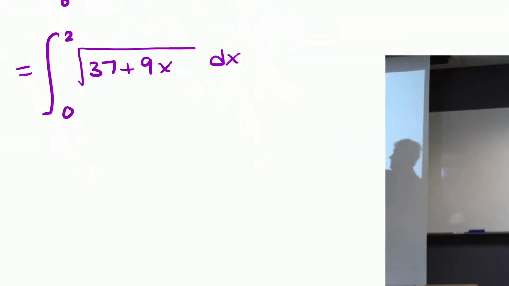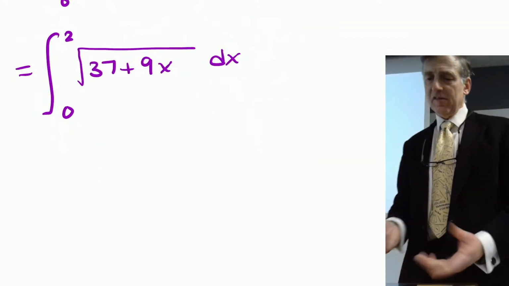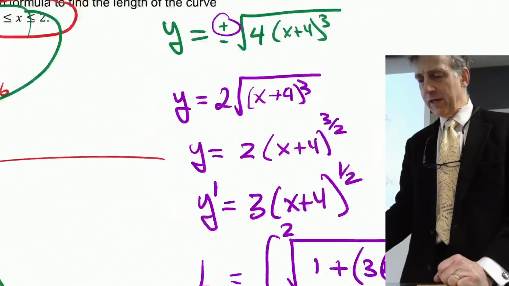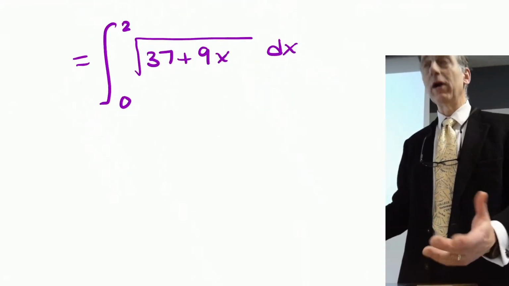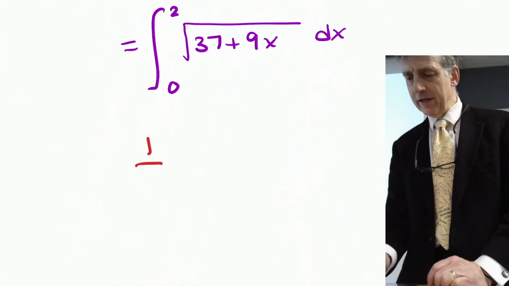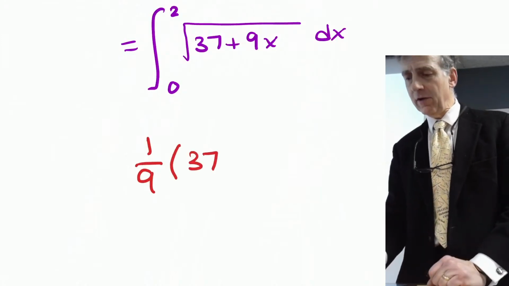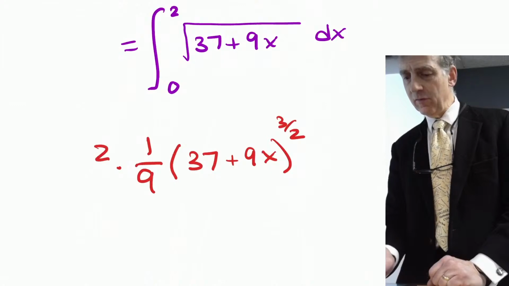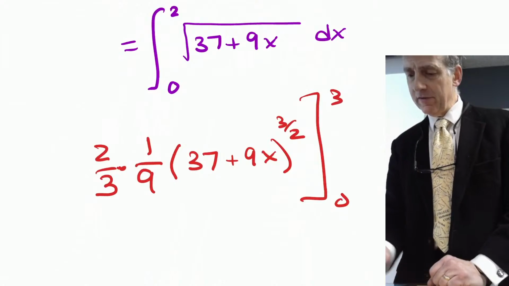The u is going to be 37 plus 9x. The derivative du will be 9dx. And so you're going to have a 1/9 somewhere, just like up here, wherever it was. We ended up with a 1/81st, I think it was. So we're going to have a 1/9 in here somewhere. And so I'll just put it right here. And then you know that u to the 1/2, when you do the integral, will be u to the 3/2 times 2/3. And that's what we're going to evaluate from 0 to 3.